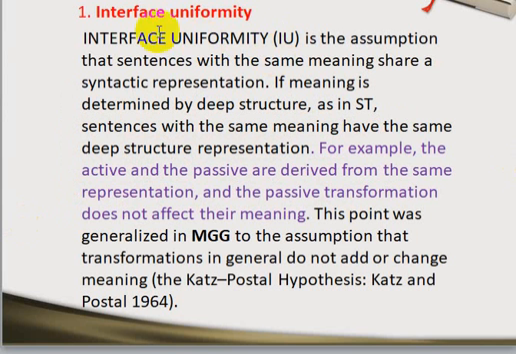Number one, interface uniformity. It is the assumption that sentences with the same meaning share a syntactic representation. If meaning is determined by the deep structure as in standard theory, sentences with the same meaning will have the same deep structure representation. For example, the active and the passive are derived from the same representation and the passive transformation does not affect their meaning.